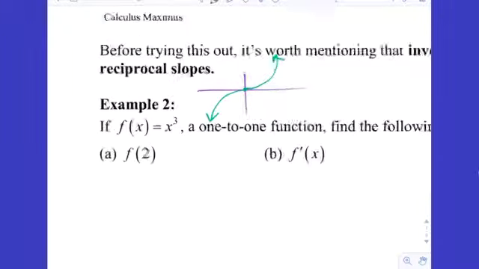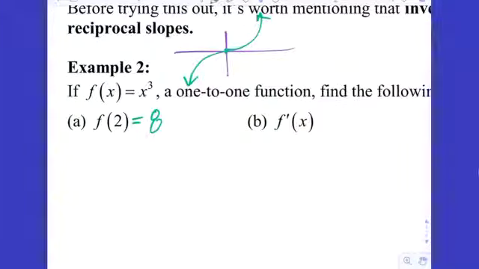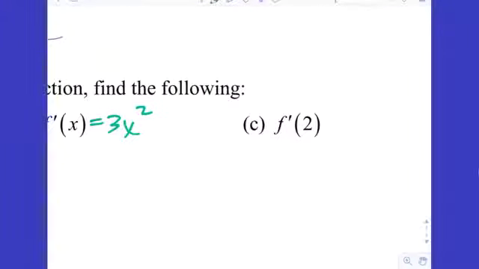Find the following. What's f of 2? 8. Nicely done. What's f prime of x? 3x squared. Nicely done. Sweet. What's f prime of 2? Well, these are easy questions. Can we test over this? 3 times 2 squared, right? Which is equal to 12.